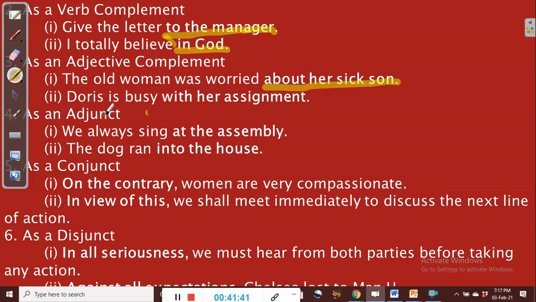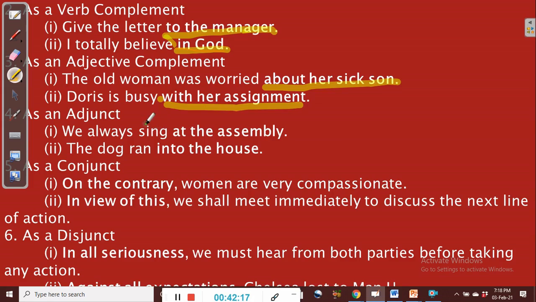Now, the second one, Doris is busy with her assignment. Okay. Now again we look at the prepositional phrase here. Let's get it right. Is with her assignment. Let's again use the border principle and let's try to put a full stop after busy. Let's say Doris is busy. You will naturally raise a question. Busy with what? Busy doing what?